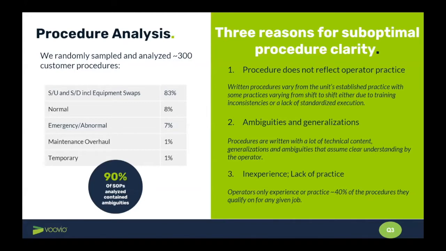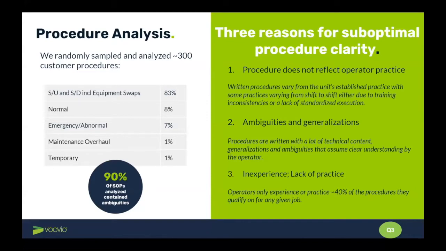But there are three reasons that we determined for suboptimal procedure clarity. The first, and we find this in most of our customers, most of our projects, is procedure does not reflect operator practice. All too often at our customers, when we have our engineers walk the procedure with the customer's subject matter expert, we find that within the organization, the practice is not consistent with procedure, and in some cases, there's shift-to-shift variation on how that procedure is executed. So that's the first reason why we find suboptimal procedure clarity.